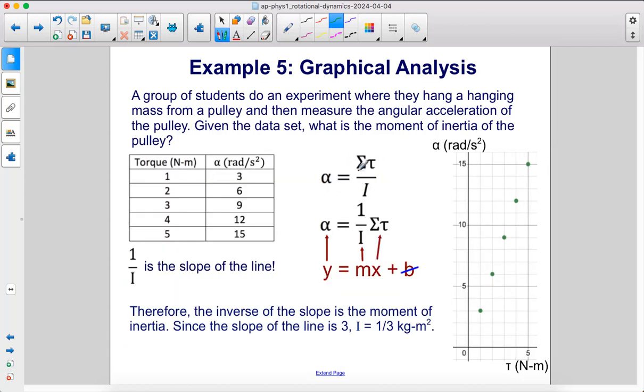To help us out a little bit, let's separate these two variables. Instead of just net torque over I, we'll make it 1 over I times net torque. Now it's clear to see that if this is y and that is x, that means slope is 1 over I. The inverse of the slope of this line is the moment of inertia. Since the slope of the line is 3, you can calculate that using rise over run, the moment of inertia is 1/3 kilogram meter squared.